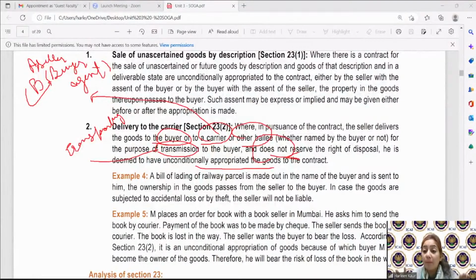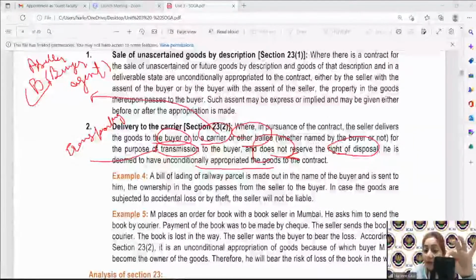First of all, what is the meaning of right of disposal? What is disposal? Right of disposal means how I will use the goods. So I have this mobile phone. I am the owner. I have the right of disposal. I can throw it. I can use it. I can gift it to anyone. Whatever I want to do, I am the owner, I can do with this good.